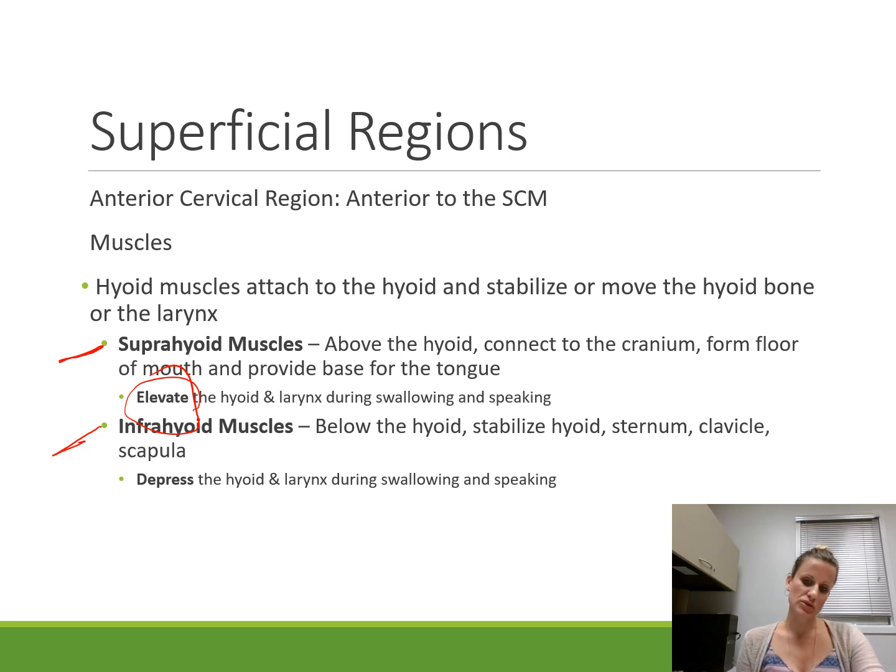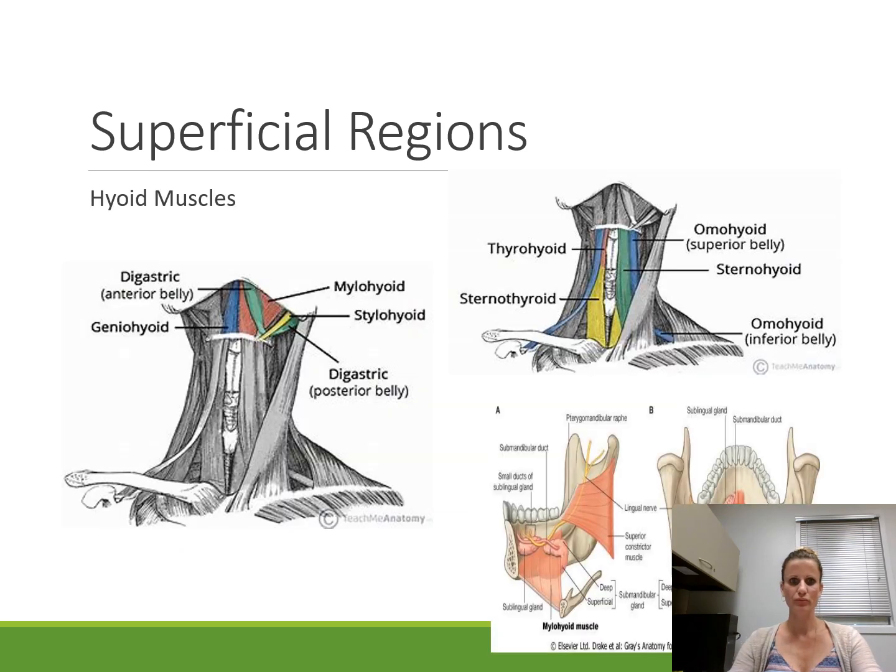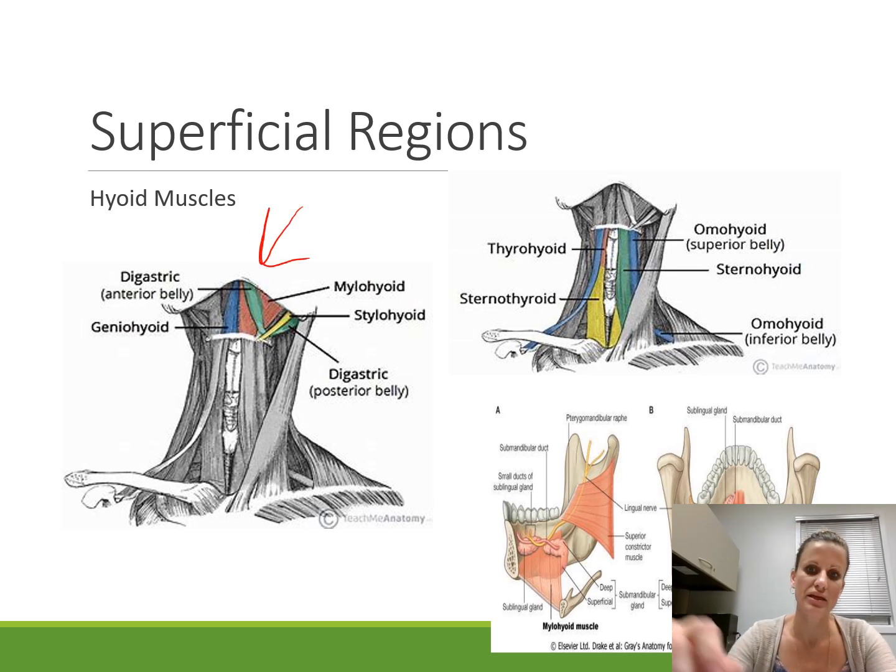The infrahyoid muscles are below the hyoid. They stabilize the hyoid bone, the sternum, the clavicle, the scapula, so they provide a lot of stabilization. And then when they contract, they depress the hyoid bone and larynx. So if you think about it, it makes sense. Above the suprahyoid, when they contract, they pull up. When the infrahyoid contract, they pull down. So here we can see the suprahyoid muscles over here and the infrahyoid muscles over here.